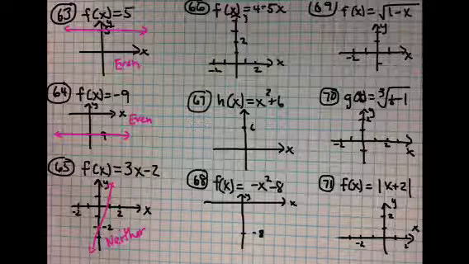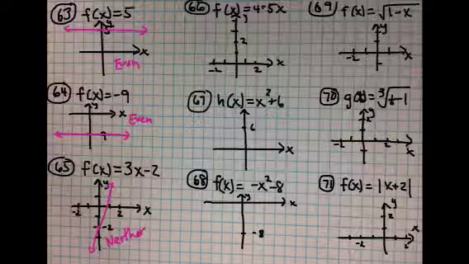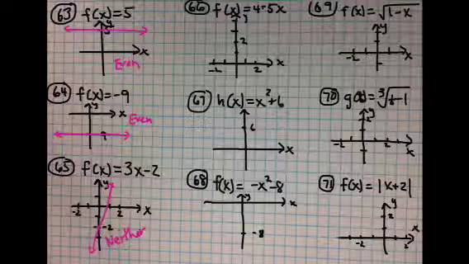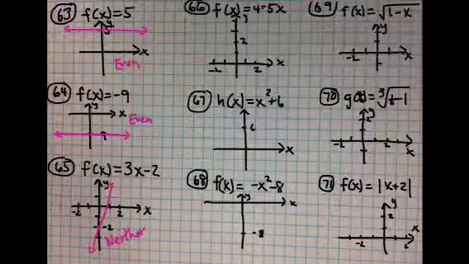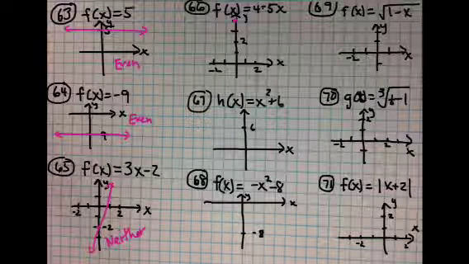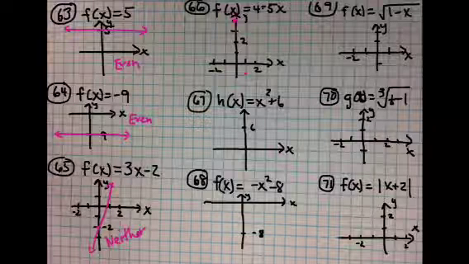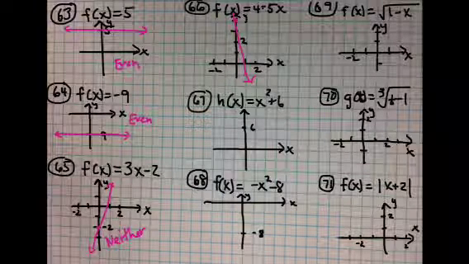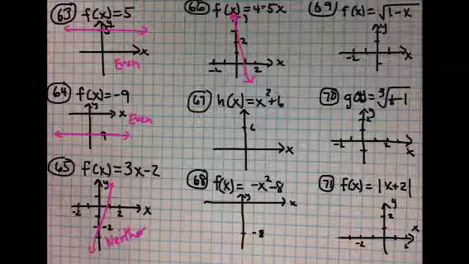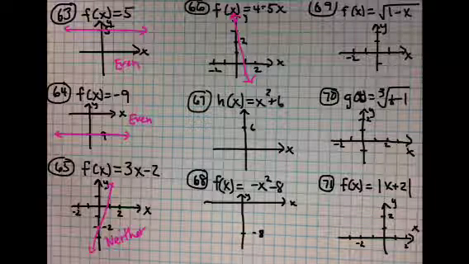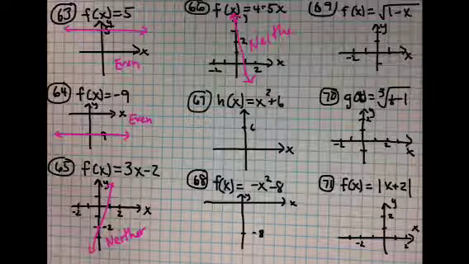66 is another linear function, 4 minus 5x. So the y-intercept is 4, the slope is -5. So I'll start off by putting a dot over here on 4, then I'm going to go down 5 to the right 1. So it's a very steep slope. This one is not symmetric with respect to the y-axis, and it's not symmetric with respect to the origin. So this is another one that is neither.